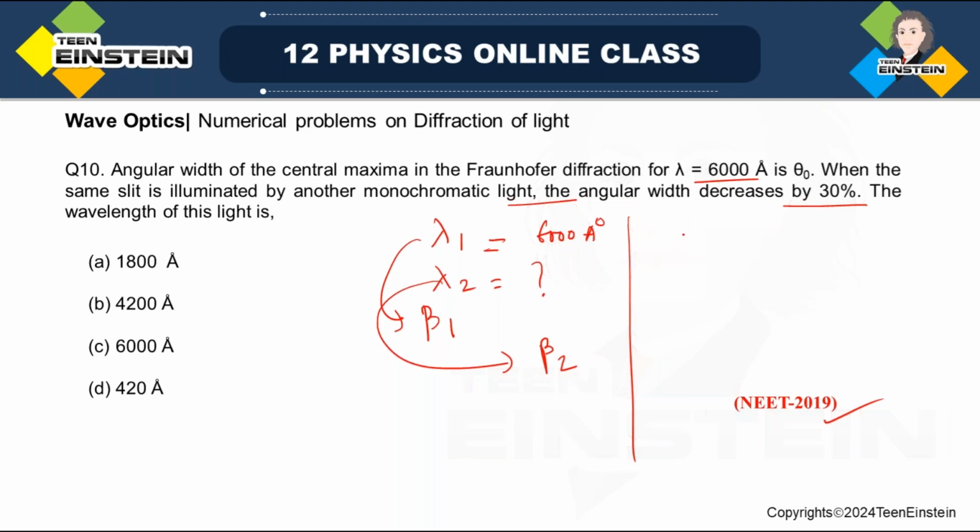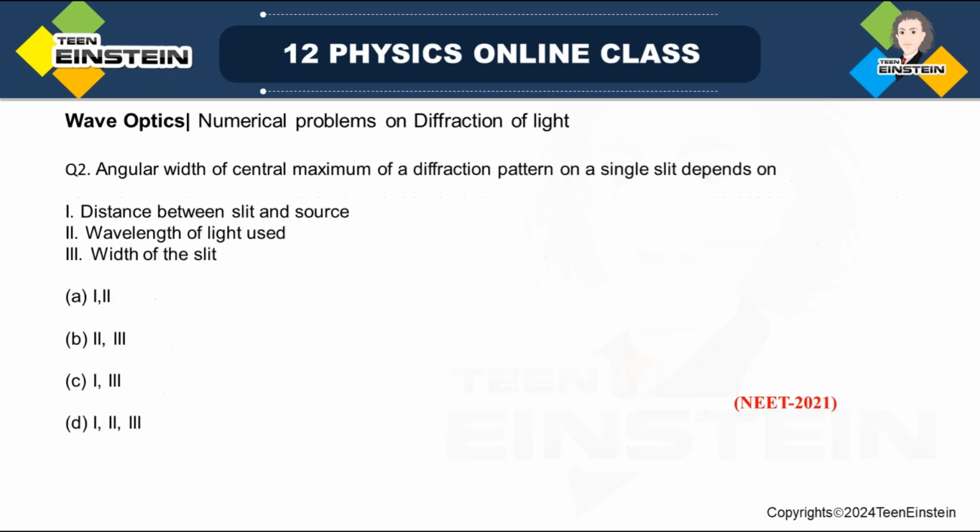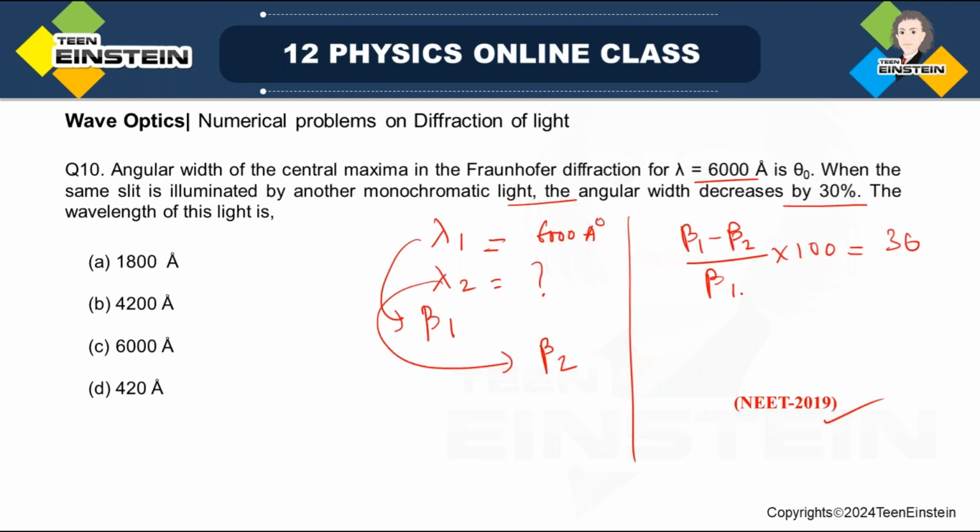30% means, if I take the mod, decrease means I can write beta 1 minus beta 2 divided by beta 1 into 100. This is equal to 30. Okay, so this is what is given. So what is beta for central maxima? This is 2 d lambda by a.